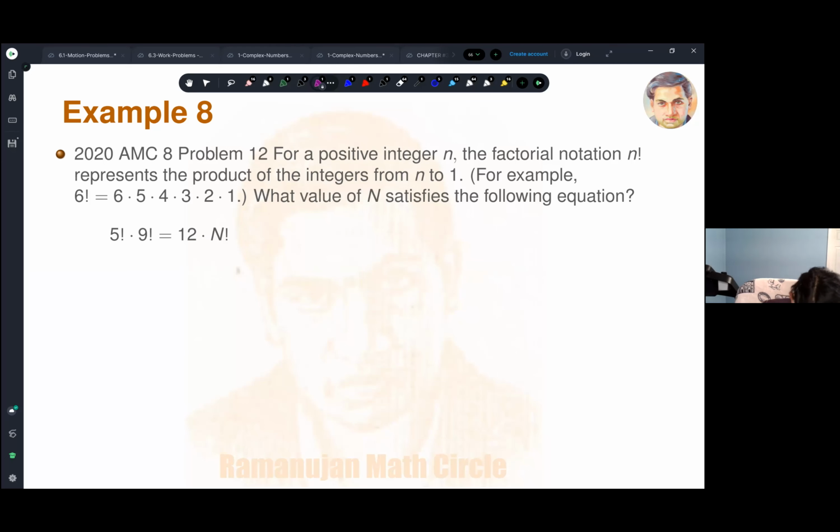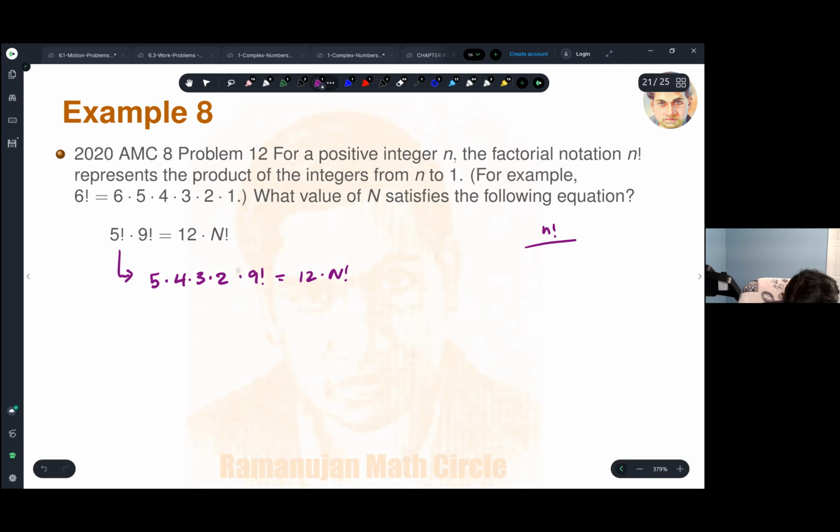Okay, so this is a number theory question. And what we're going to do is write out these factorials to a certain extent. So we're going to say 5 times 4 times 3 times 2 times 9 factorial is equal to 12 times n factorial. I'm just going to write it out this way, and you guys will see really shortly what I mean by that. First of all, I'd like to tell you guys something about factorials, which is relatively straightforward.